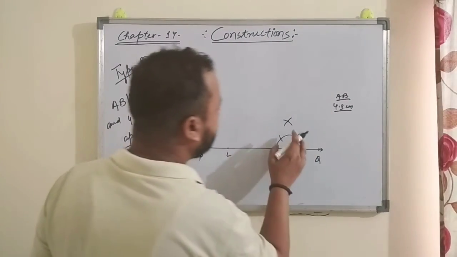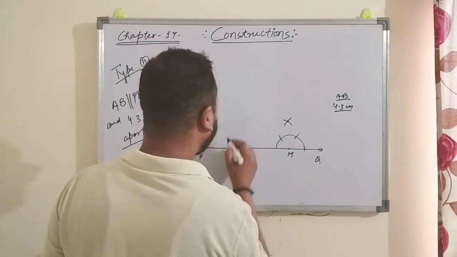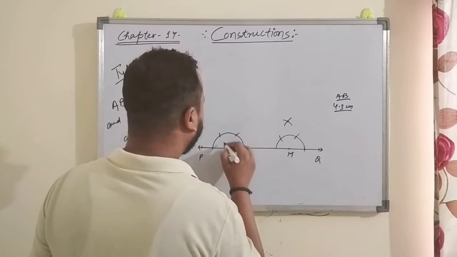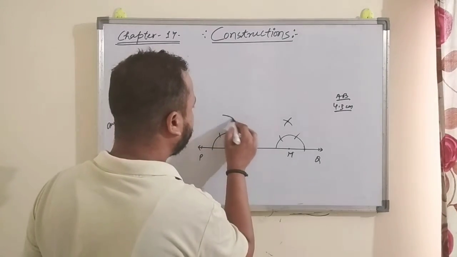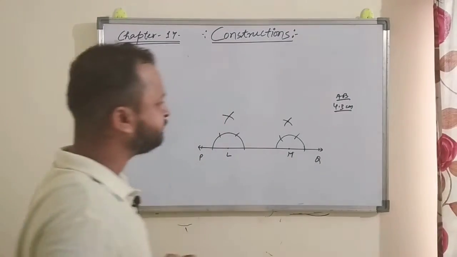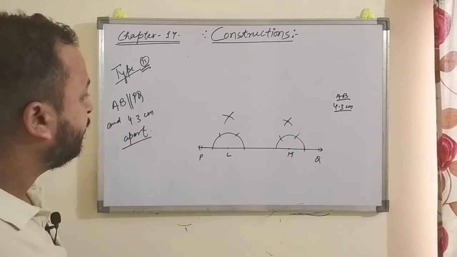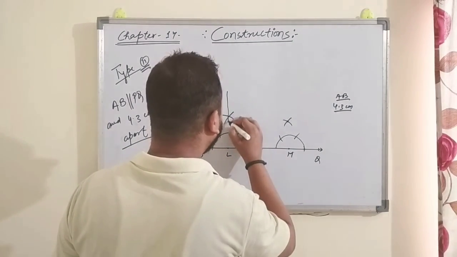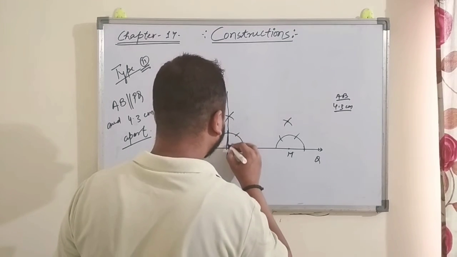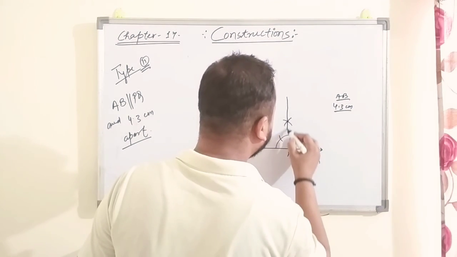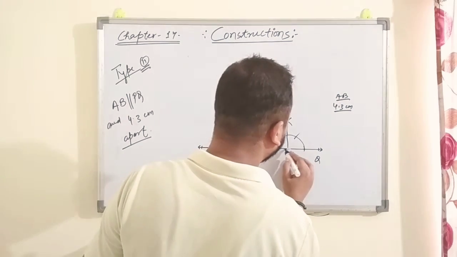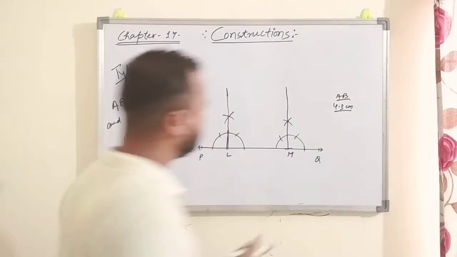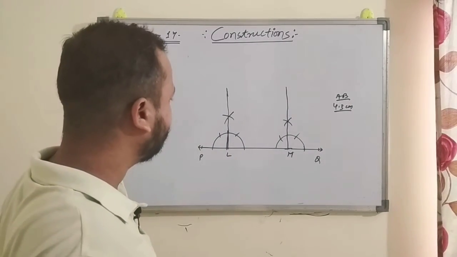Same way, you have to follow the same thing here: draw a semicircle, draw 2 arcs, and here you will get the point. So just join them. So these 2 lines, you get these 2 lines.